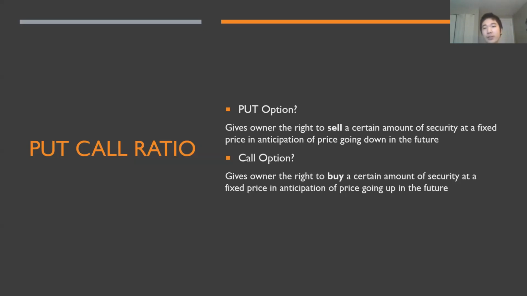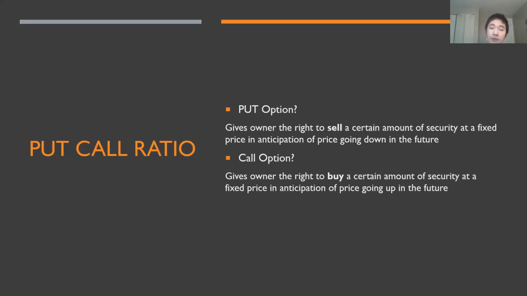So next, this is a bit different from the previous indicators that I've mentioned because we're dealing with options now. Options trading. I'm just going to touch a bit upon options. For those of you who are unfamiliar with options, we have put options and call options. A put option basically gives the owner the right to sell a certain amount of security at a fixed price because they anticipate the price going down in the future. Meanwhile, a call option is the exact opposite because it gives the owner the right to buy a certain amount of security at a fixed price because they anticipate the price is going up in the future.